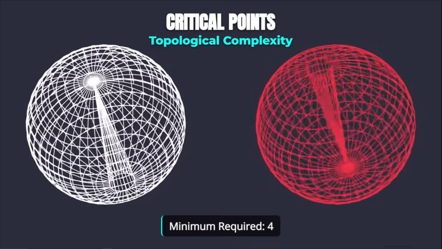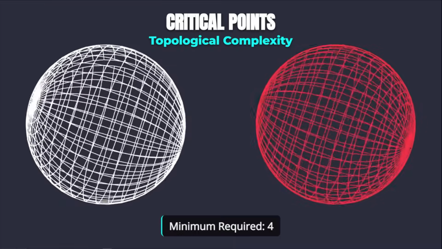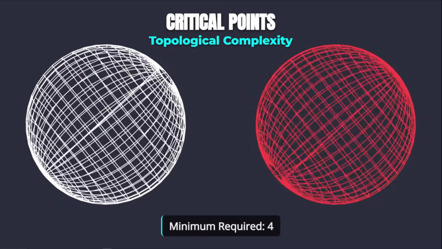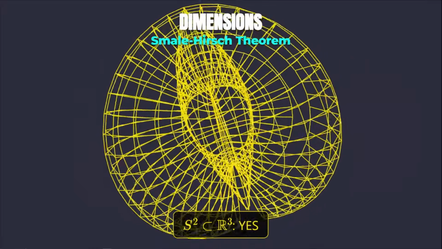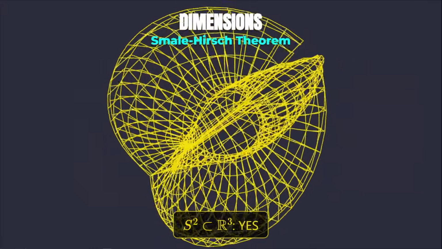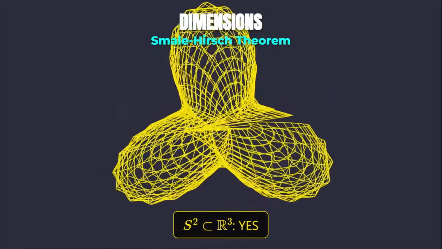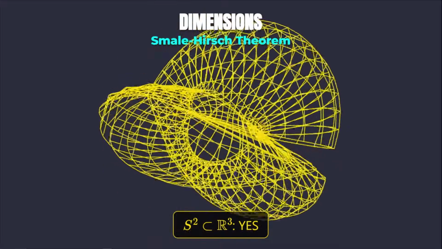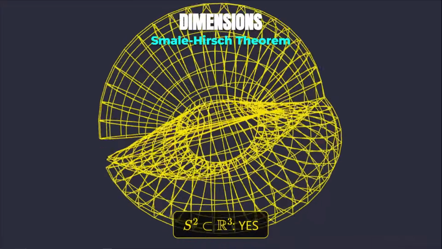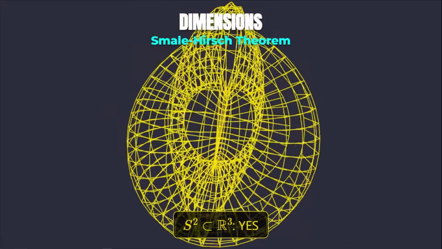Minimizing these critical points is crucial for creating the most elegant and efficient visualizations of the eversion process. The possibility of eversion depends heavily on the dimension of the embedded manifold and the ambient space. The Smale-Hirsch theorem, a generalization of Smale's result, addresses the existence of immersions and regular homotopies in higher dimensions.